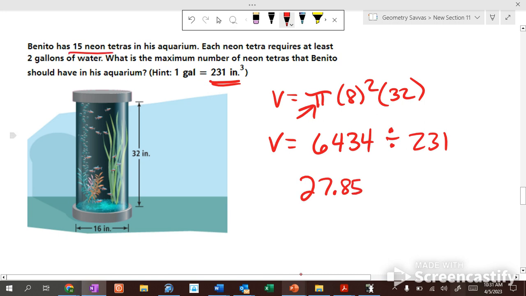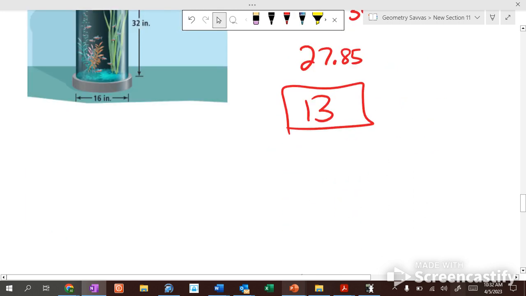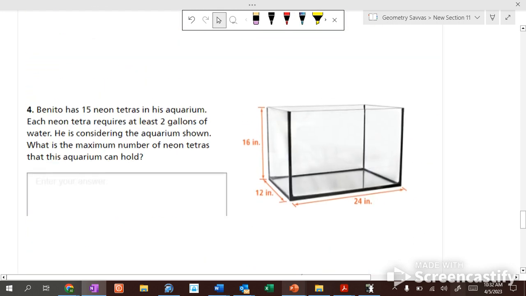If each neon tetra needs 2 gallons of water, can he have all 15? Can he have 14? No. Can he have 13? Yes. No. Can't cut a fish in half.